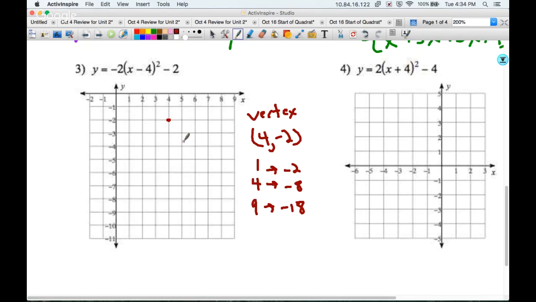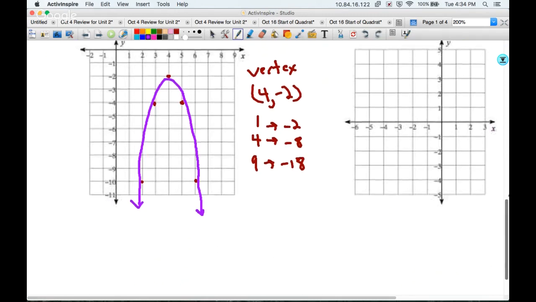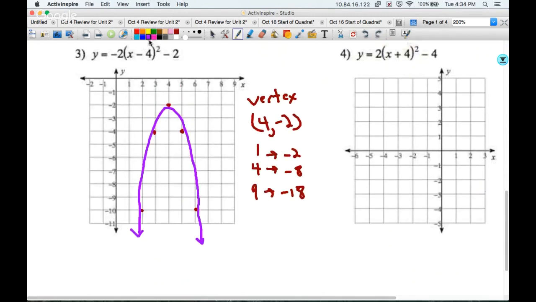I go 1 over from the vertex, I've got to move 2 down. If I move 2 over from the vertex, I have to move 8 down. That's all the points we can fit on this one. Connect them up with a parabola. Draw it going off the graph down towards negative infinity. All right, let's convert this one. Oh, real quick, axis of symmetry. It's going to be x equals 4.